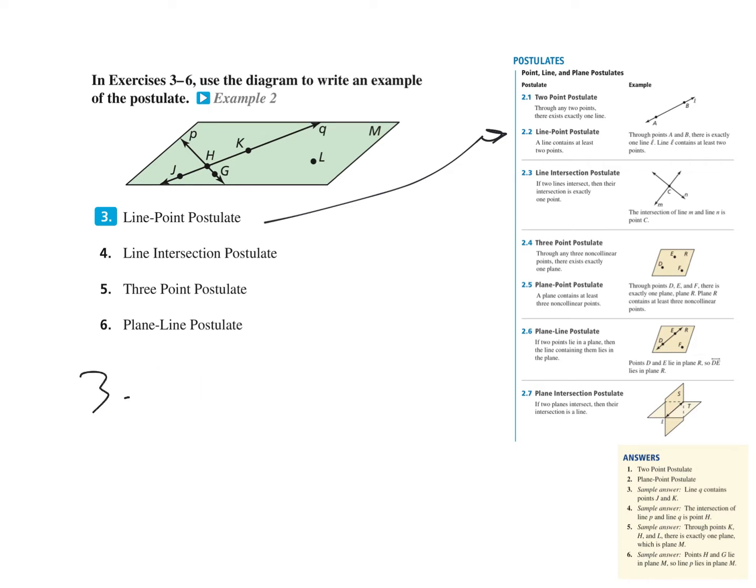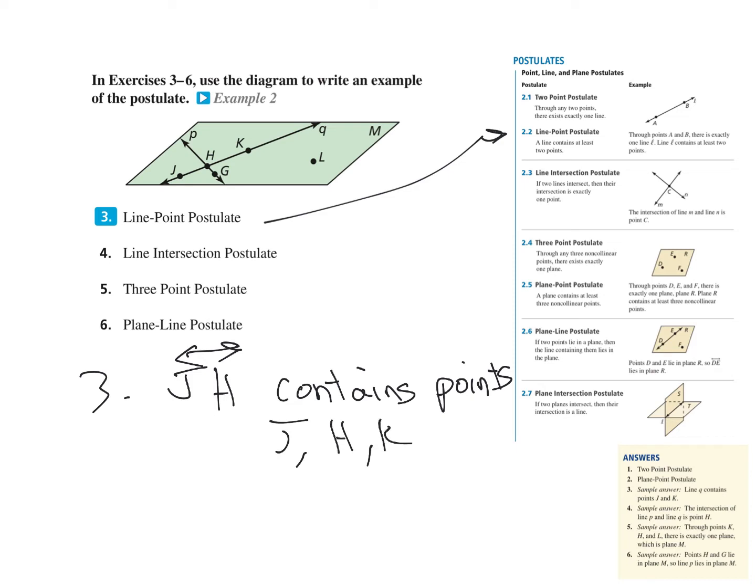Number 3, we'll say line JH contains points J, H, and K. And that would be your line-point postulate. You're given a line and you're listing your points.